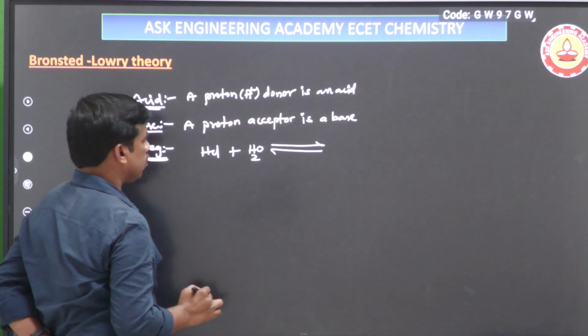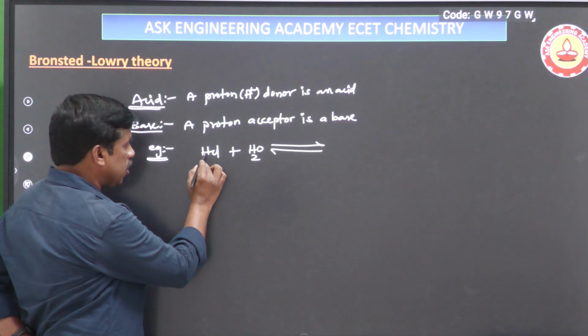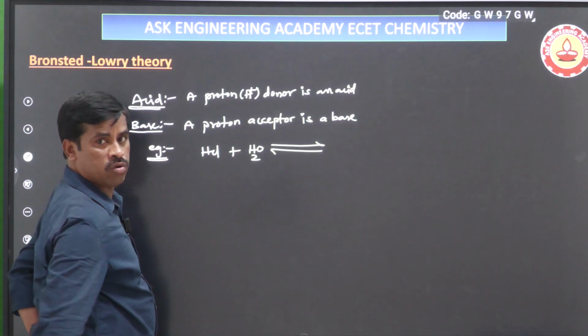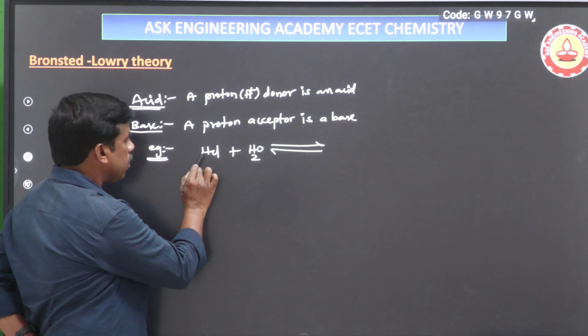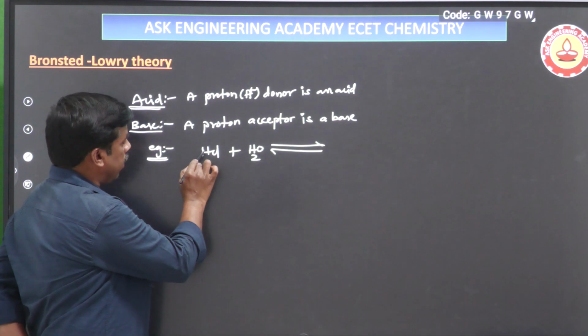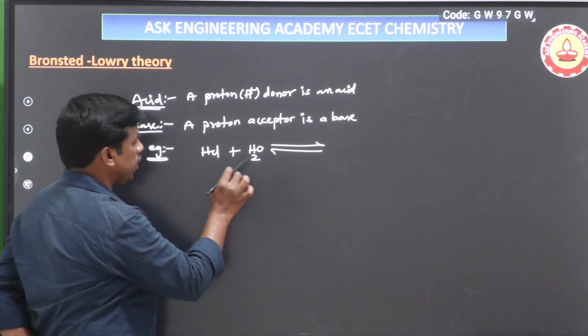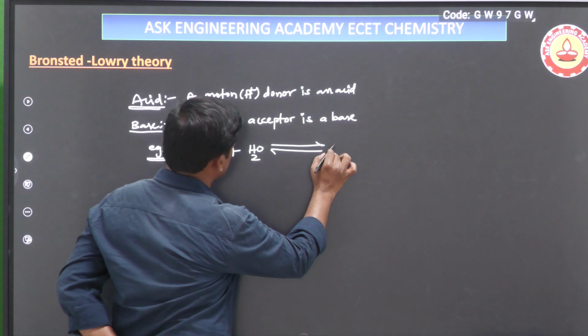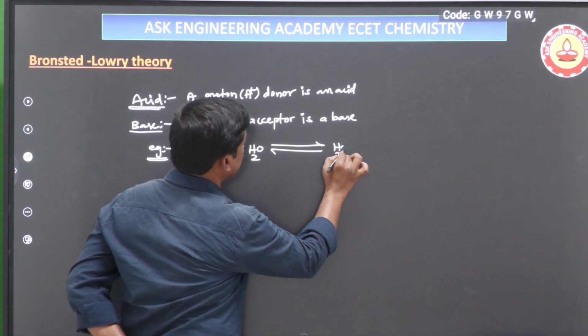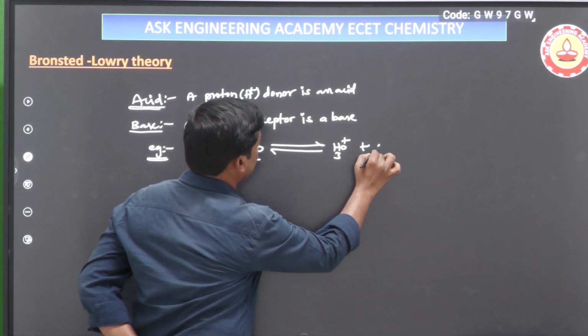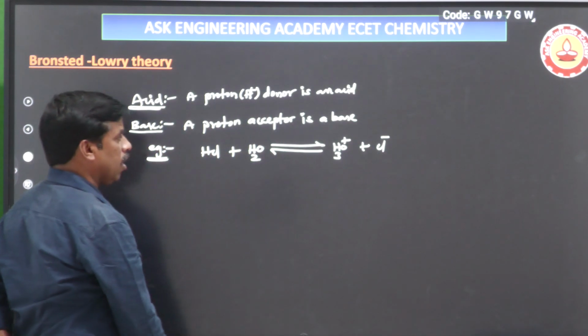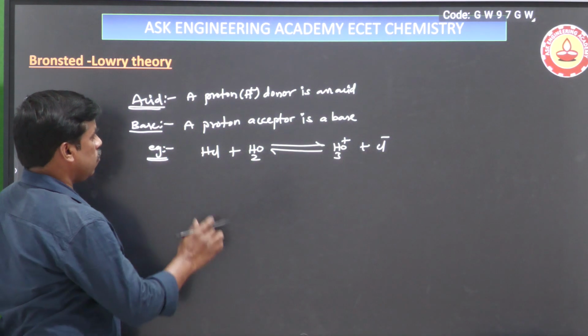Reversible arrow mark. Here this hydrochloric acid donates a proton to the water molecule. Here what is going on? This hydrochloric acid, H plus donates to this water molecule, which means this water is going to convert into H3O plus, the hydronium ion, and Cl minus.